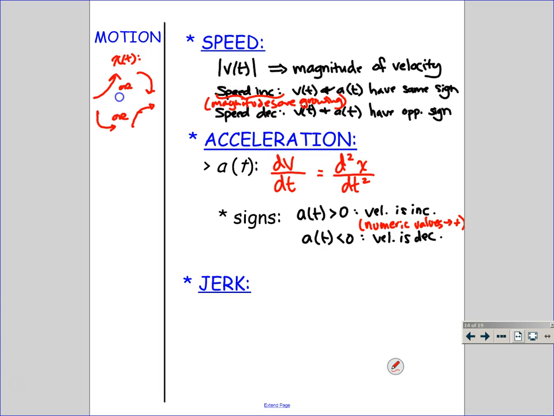So speed increasing, magnitudes are growing. Velocity increasing, well, the numeric values are going more positive. So positives, more positives, great. Negatives, more positive. Oh.